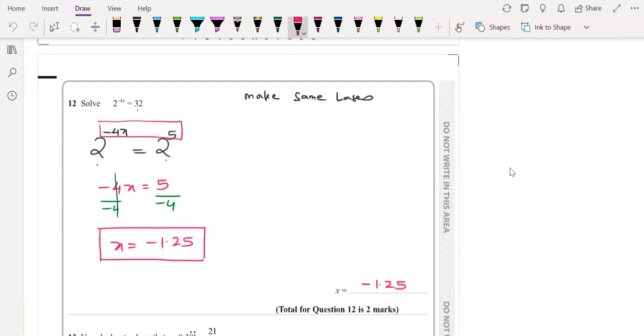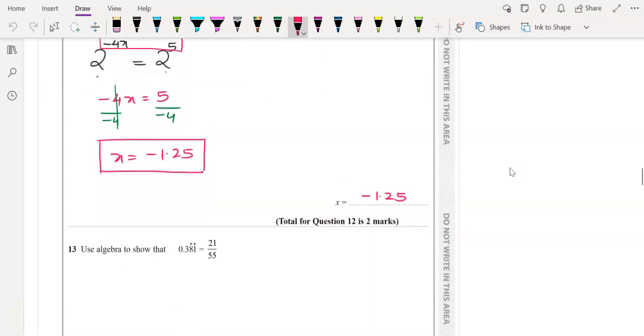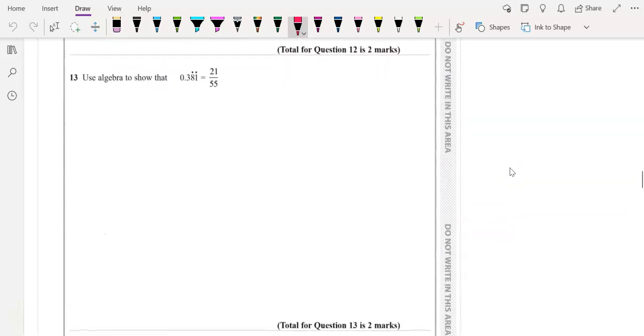Okay. Next one, question 13. Use algebra to show that 0.381 recurring is 21 over 55. Now, if you see a 0.381, this is a common mistake. The dot is on 8 and 1. It means only the digits 8 and 1 are recurring. Okay, so let's start. The first step will be let x equal to your number 0.381.